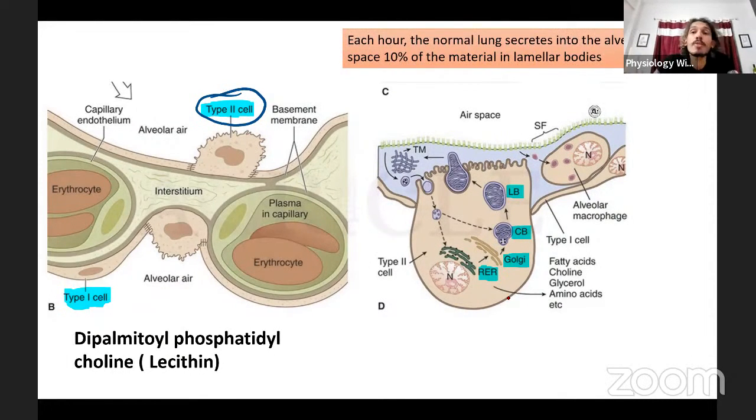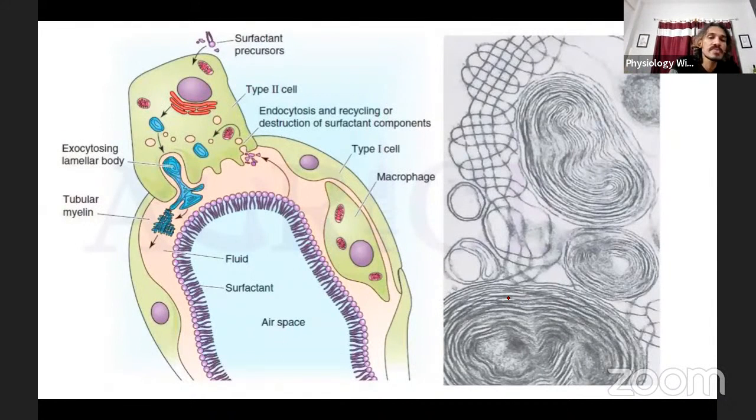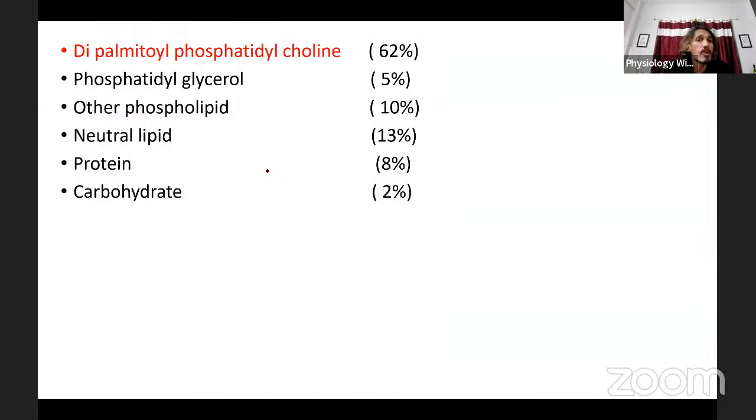Each hour the normal lung secretes into the alveolar space 10% of the material in the lamellar body, and that is your tubular myelin that you see. Now, this tubular myelin can be degraded by alveolar macrophages eventually with time. Again you can see how this is being reduced and tubular myelin is formed, and these surfactants formed here line the entire air fluid interface, and when needed they are degraded.